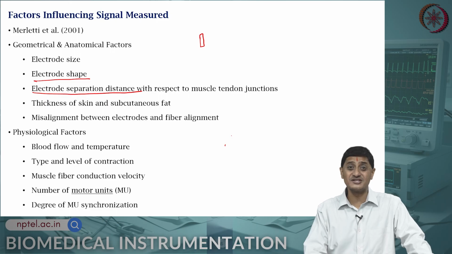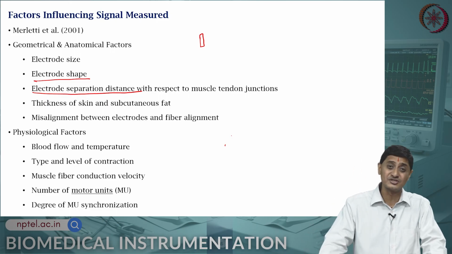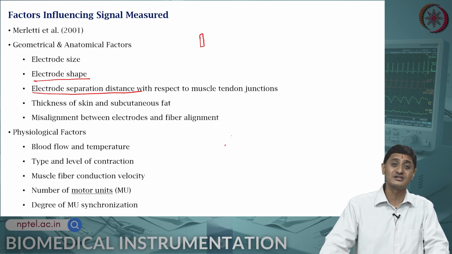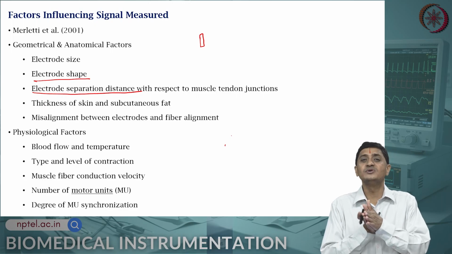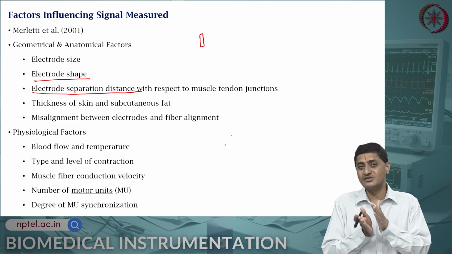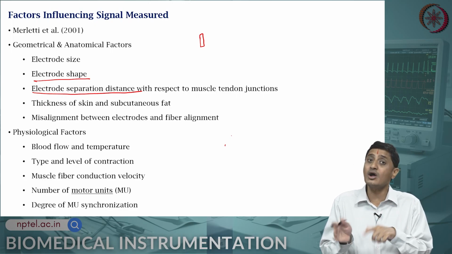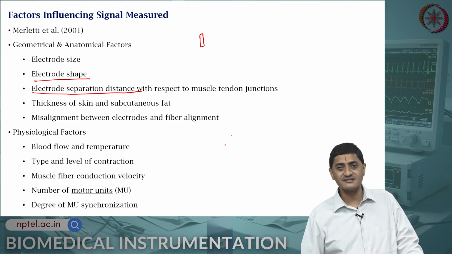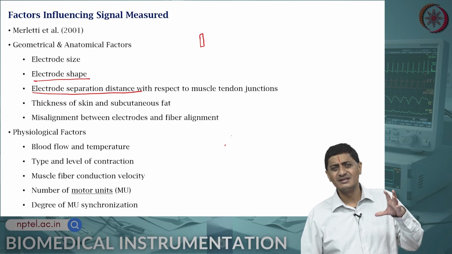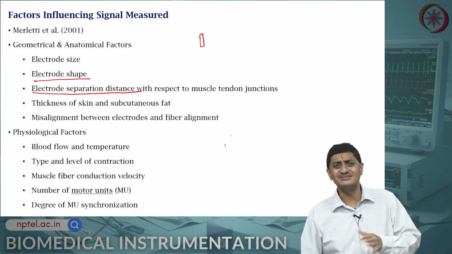And conduction velocity, and the number of motor units that are active at a given point in time, how much force is being produced, depending on that the number of motor units that are recruited may vary. That, and the amount of motor unit synchronization, how these motor units are synced with each other or not synced with each other. All of this affects the signal that you are measuring, but what you are measuring is a signal that is affected by all these things.